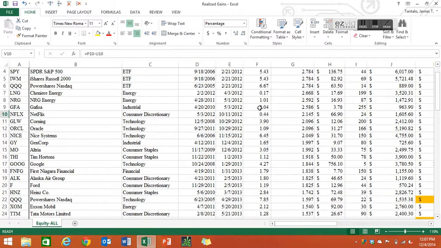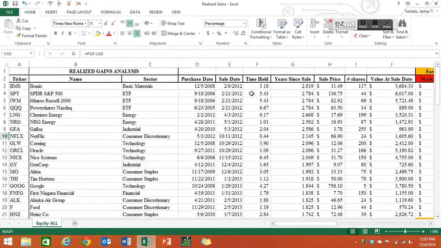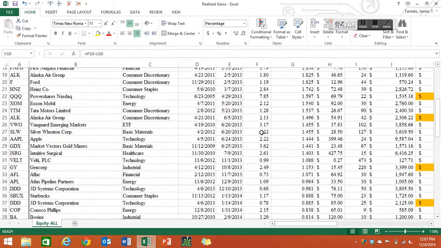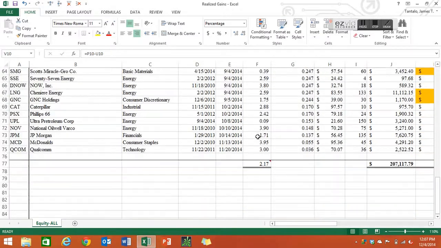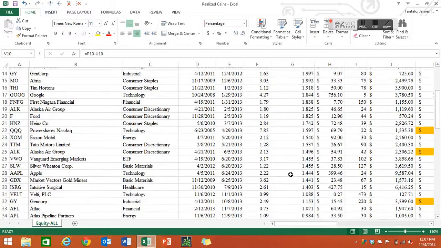Time held, this was our Students in Money Management's founder, Chris Kinslow, was interested in the average amount of years that we were holding some of our stocks. So this is a calculation that at the bottom here gets us to the average years held for securities that we're selling. And so for our entire portfolio, our average is 2.17 years, which is not bad at all. I actually consider that metric pretty good.